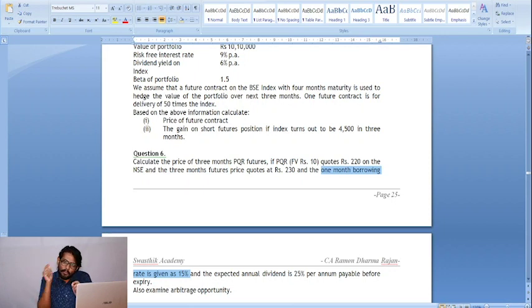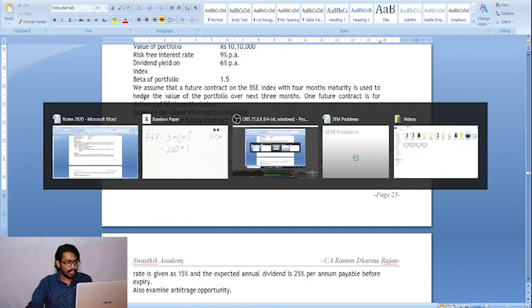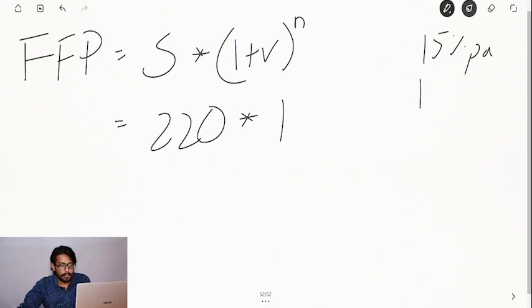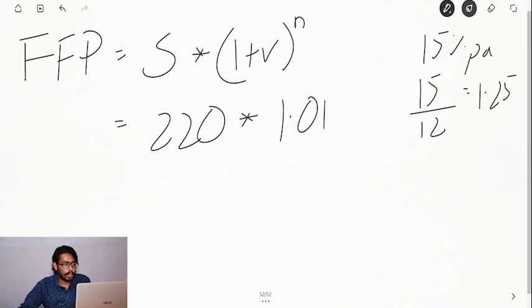So here it says for a 1 month borrowing, it is 15% per annum. Also, the 1 month indicates monthly compounding. So you'll get 15% per annum, 15 divided by 12 is 1.25% per month. You'll get 220 into 1.0125 raised to 3. For 3 months, that's it.